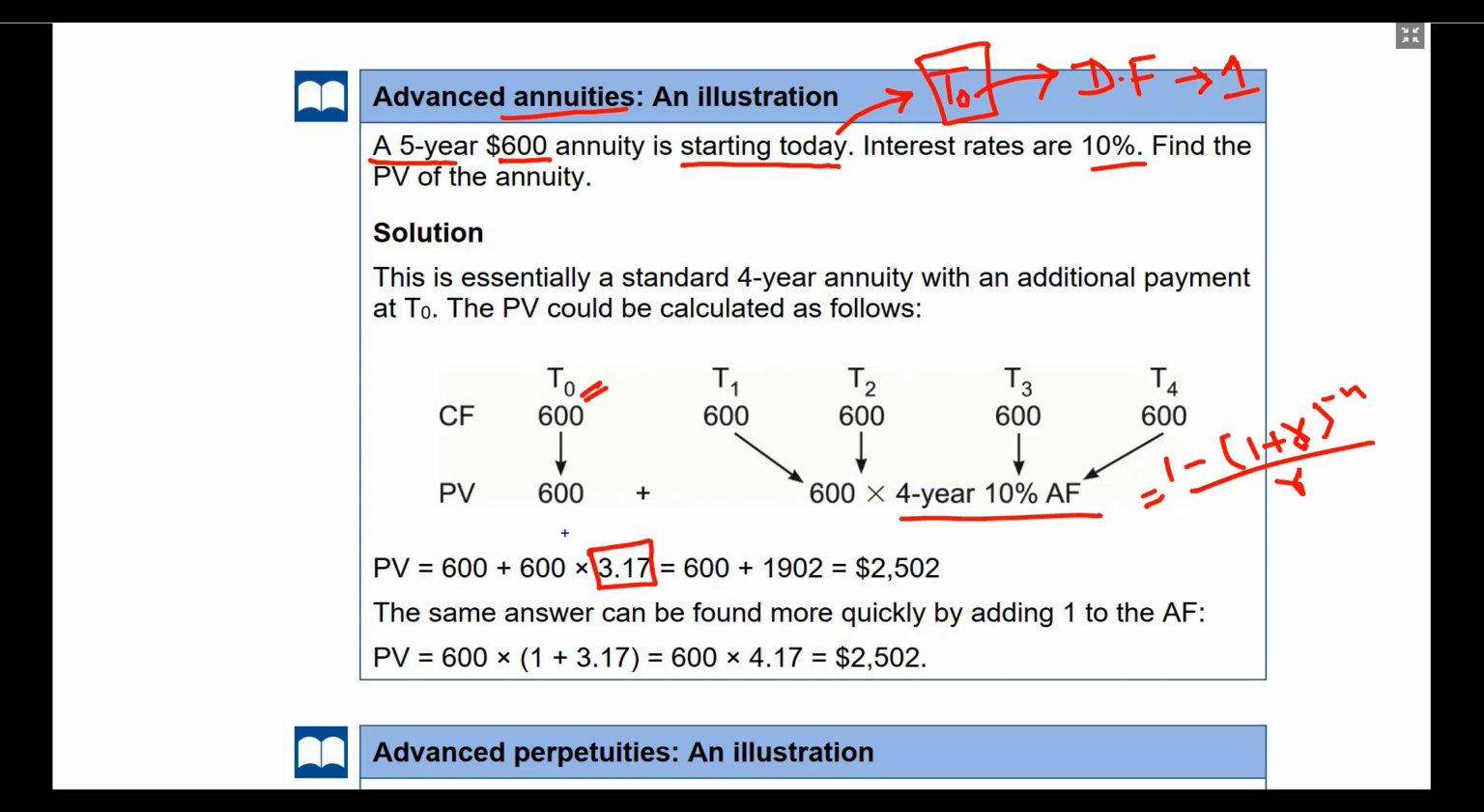So after calculating the annuity factor, we will multiply it with our value. We are multiplying it with 600, and that's how we are getting 1920. Then we are adding this 600 into this amount, and here is our final answer.